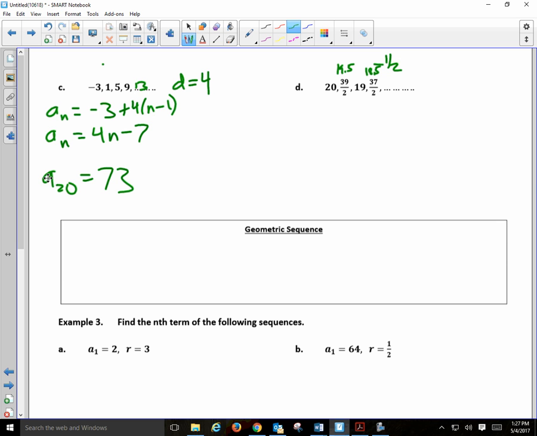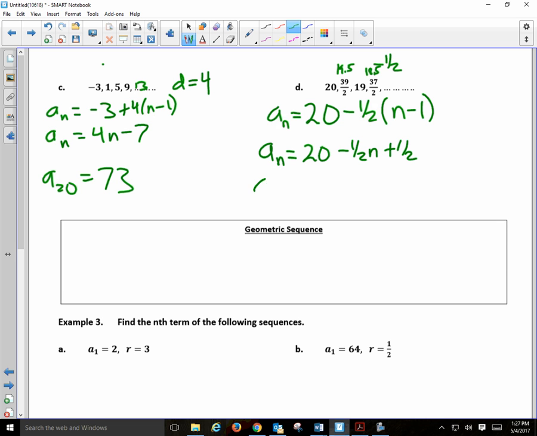So I've got a sub n is equal to the first term, 20, minus 1/2 times n minus 1. Or a sub n is equal to 20 minus 1/2 n plus 1/2. Or a sub n is equal to 20 and 1/2, so you could do 20.5, or maybe you want to do 41 over 2 minus 1/2 n. I actually like to write it as 41 minus n all over 2. There's a couple different ways you could write it. That's the way I roll.